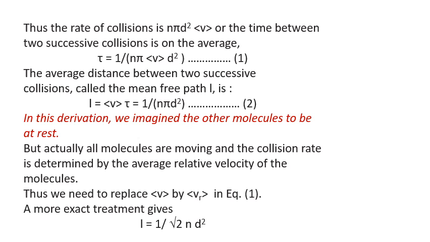In this derivation, we have imagined that all other molecules are at rest. But actually, all molecules are moving and the collision rate is determined by the average relative velocity of the molecules. So we need to replace v by v_R in equation 1. So the exact value, found experimentally, is that L comes out to be 1 divided by root 2 n pi d square.